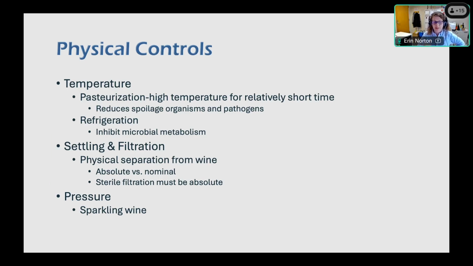Please know the difference. Settling includes fining, if you want to use fining agents. So you add something into the wine, it binds to or interacts with some sort of compound, and typically it settles to the bottom, and then you can remove your wine off the top. And then in terms of filtration, you're going to run it through some sort of filter.